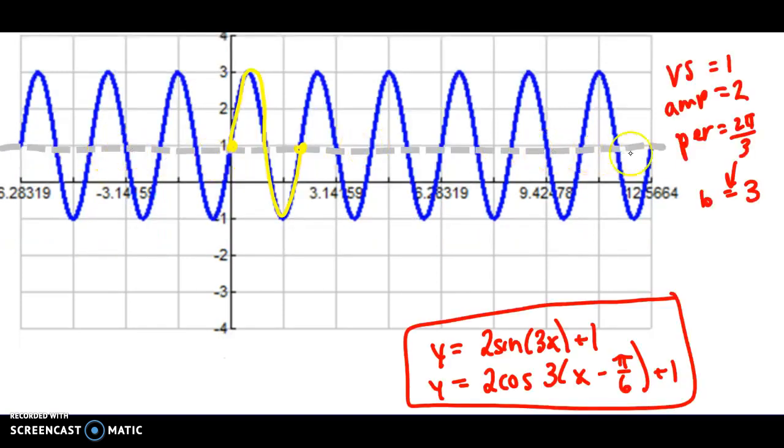Okay, so we have a vertical shift of 1, goes up 1 this time. The amplitude is 2. The period is 2 pi over 3, which would imply that b is 3 this time. So for the sine graph, that's 2 sine of 3x plus 1. Cosine is 2 cosine of 3x minus pi over 6 plus 1. Now, let's say maybe you weren't sure that this was at pi over 6. How could you figure it out otherwise? Well, let's take our period, which is 2 pi over 3, and divide it into fourths, which gives me pi over 6. Boom.